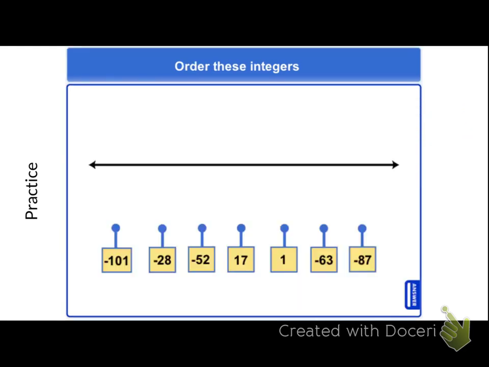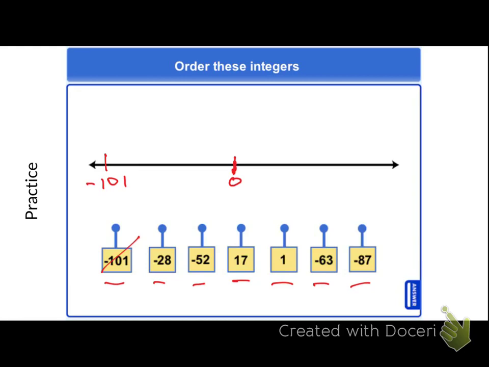And the last page, it says to order these. I'm going to look at them real quick. Negative 101, negative 28, negative 52, 17, 1, negative 63, and negative 87. I have positive and negative numbers. So I'm going to throw one number that I know I can put in there, right there. Negative 101, that is going to be the farthest number away from 0. And because it's negative, it is to the left. I'm done with that one.